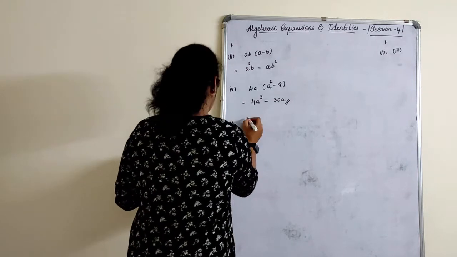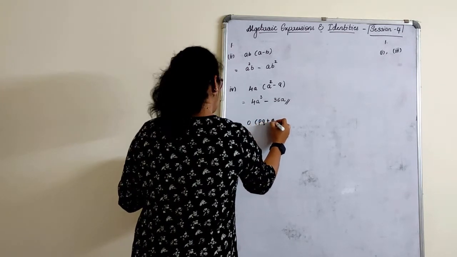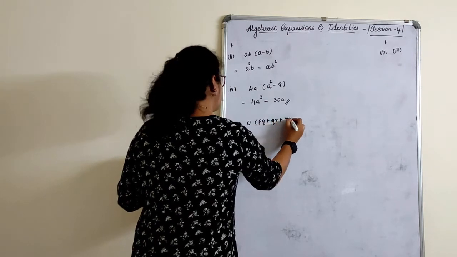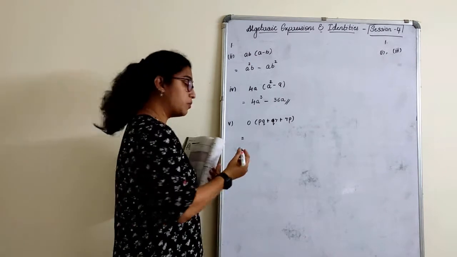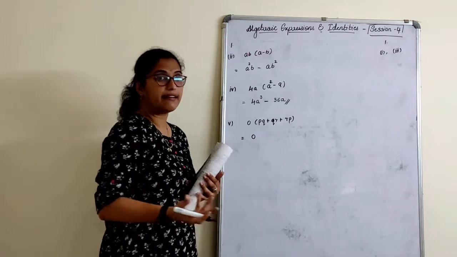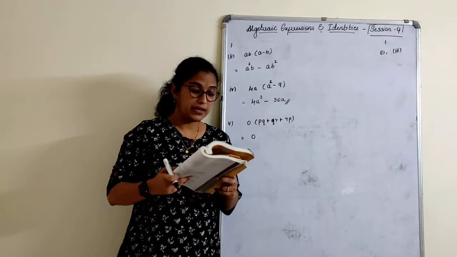Fifth one, 0 into (pq plus qr plus rp). Now any number multiplied by 0 is what? 0. Directly write it as 0. Very simple.